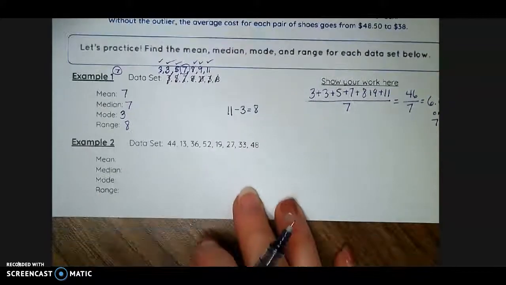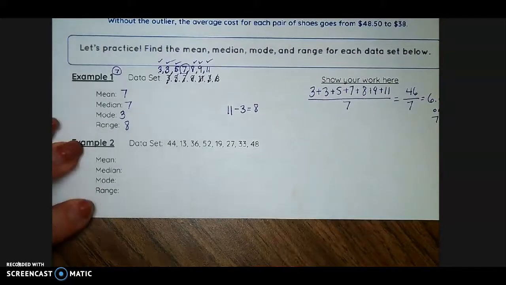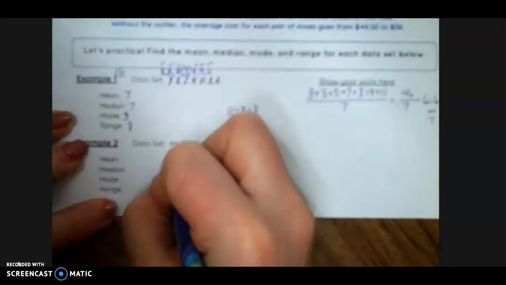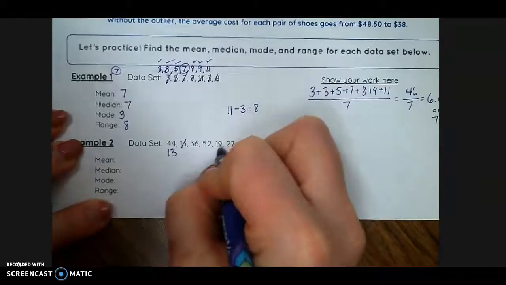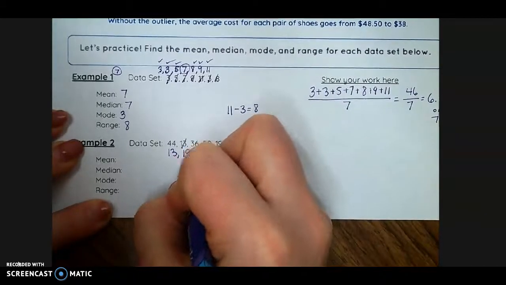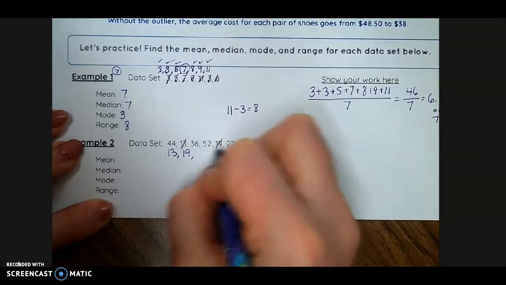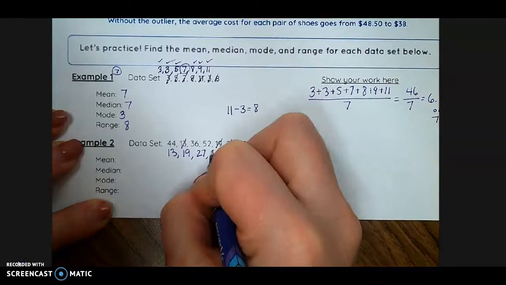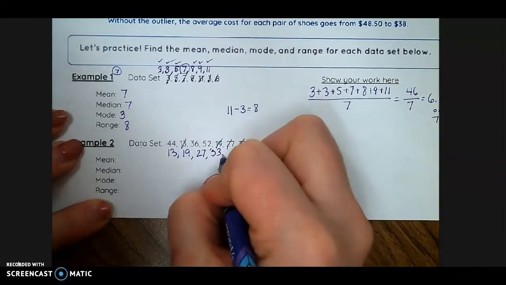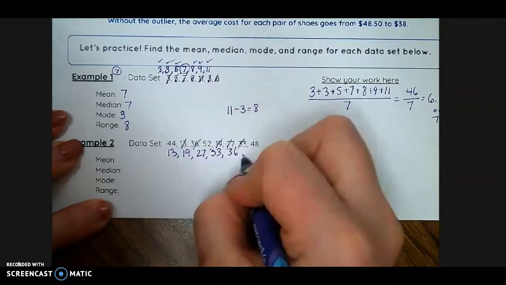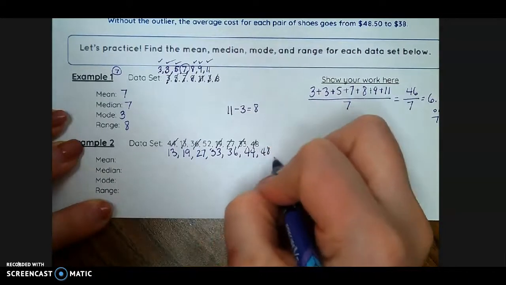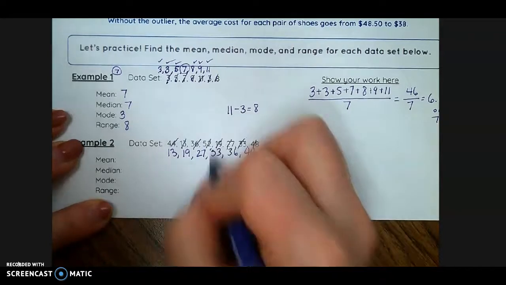My second set of data, I'm going to do the same thing. My numbers are a little bit bigger, but that's okay. I notice I have the number 13. And then my next smallest is 19, 27, 33, 36, 44, 48, and 52.